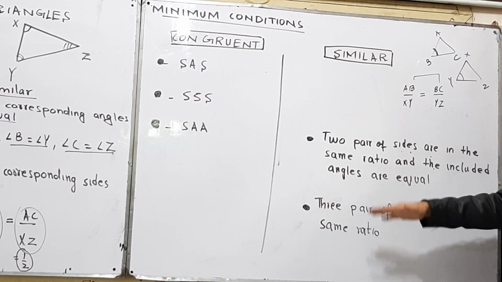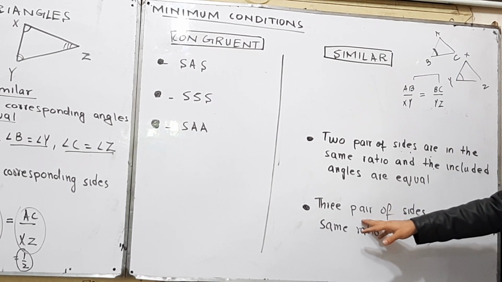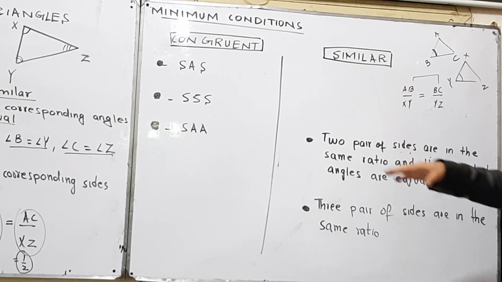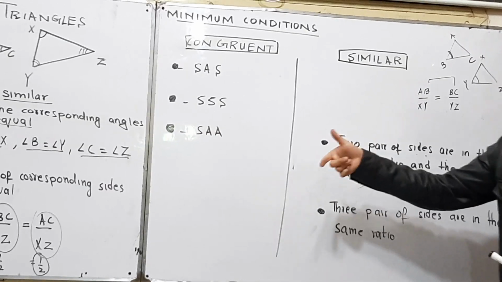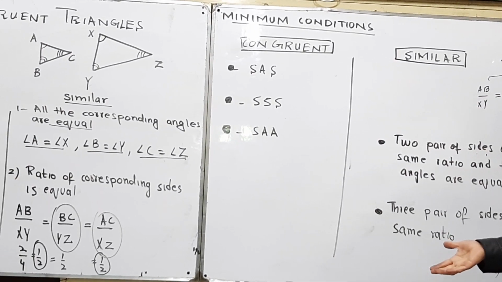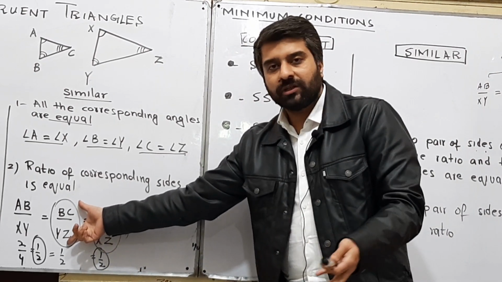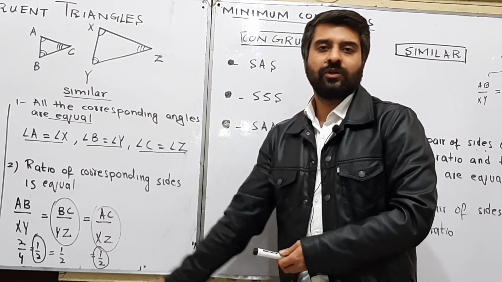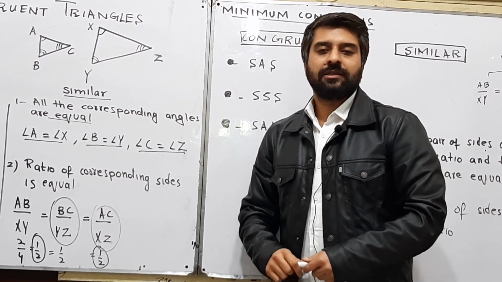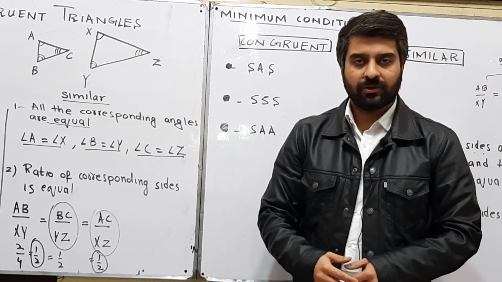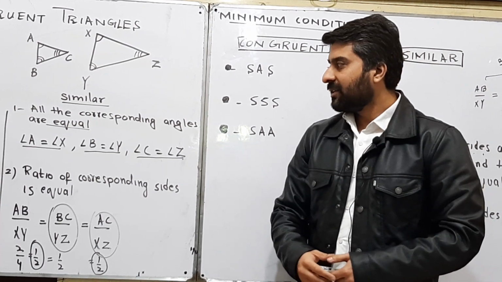The other condition is that three pairs of sides are in the same ratio. Which means AB over XY, the ratio of one of the corresponding sides, should be equal to the ratio of the second corresponding sides, and that should be equal to the ratio of the third corresponding sides. So, these are the minimum conditions that are necessary for triangles to be congruent as well as similar. That is about similarity and congruency.